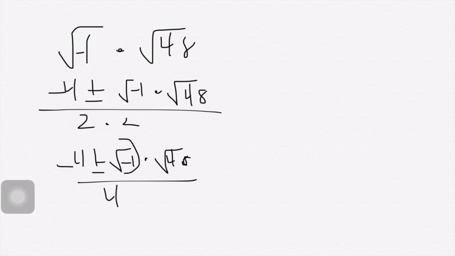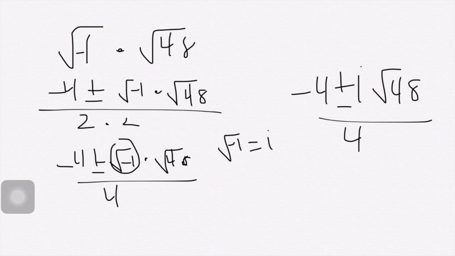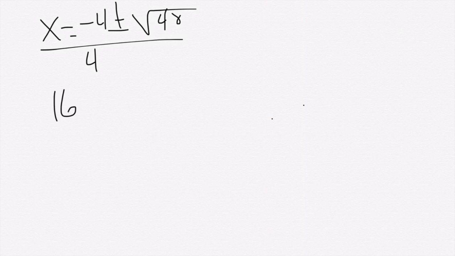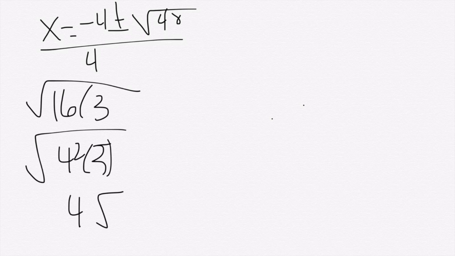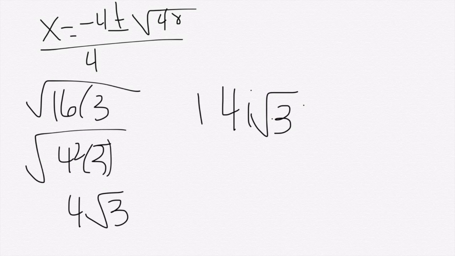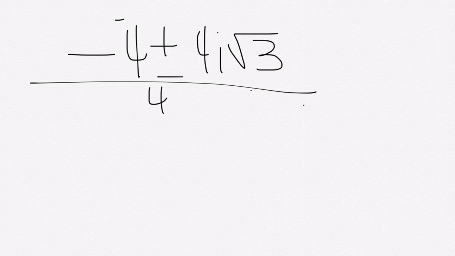Since square root of negative 1 is an imaginary number, we can rewrite it as i, making it negative 4 plus or minus i square root of 48 over 4. Now we're going to factor 16 out of 48. Rewrite 16 as 4 squared. Pull the terms out from under the radical. Move 4 to the left of i. Now simplify negative 4 over 4, which is negative 1, plus or minus i square root of 3.